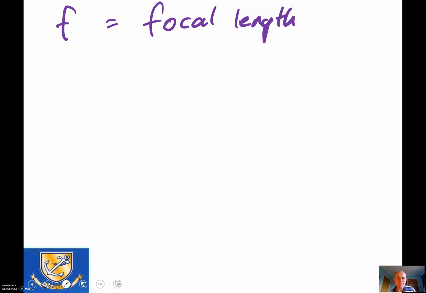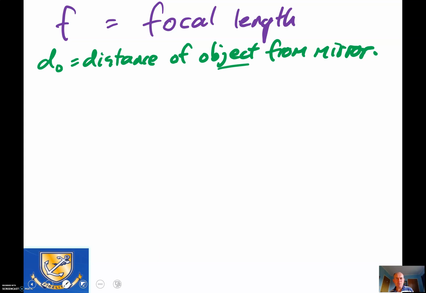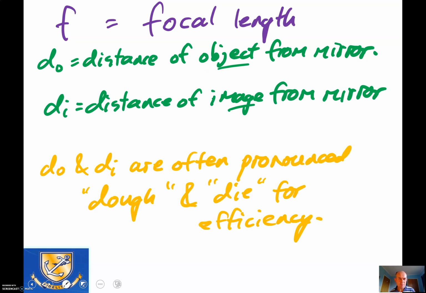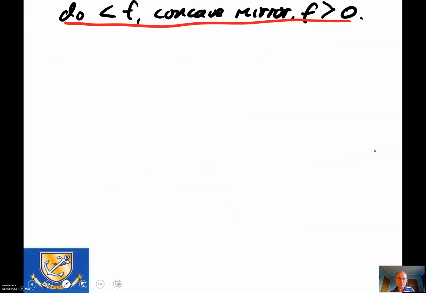That's just lowercase f. It's different from capital F, which is the position of the focal point. We've got d subscript O for distance of the object, no surprises. Distance of the image from the mirror is d subscript i. They're often pronounced do and di for efficiency, and I will do that.